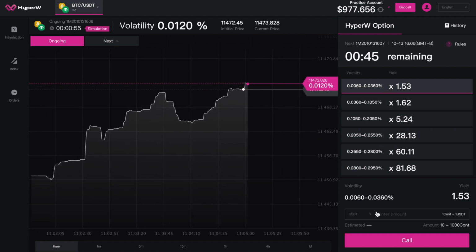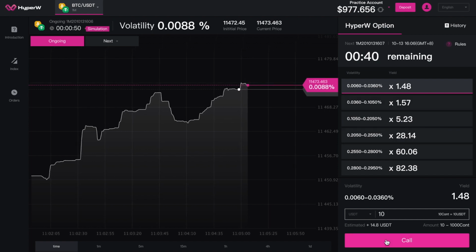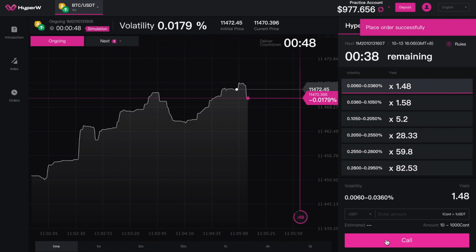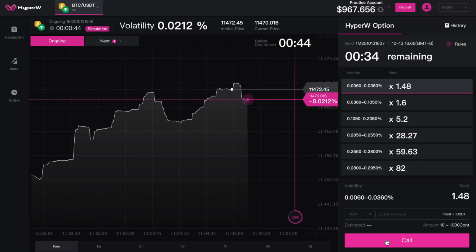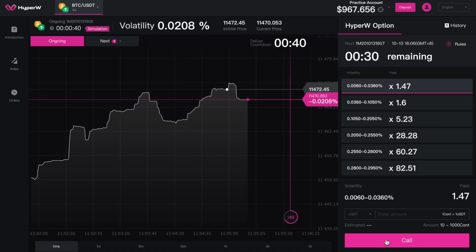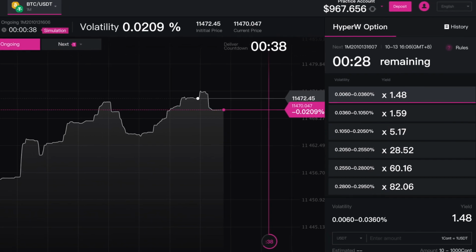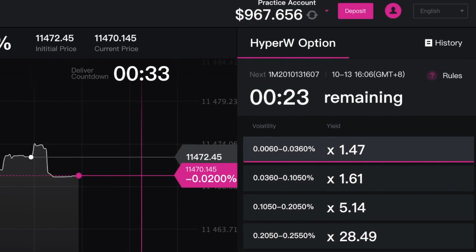Well, as you can see, the chart varies at this level, indicating the current volatility. So, I choose the first volatility range without too much thought, set the bid amount to 10 USDT and click the call button. As you can see, my order was placed and 10 USDT was debited from my demo account.